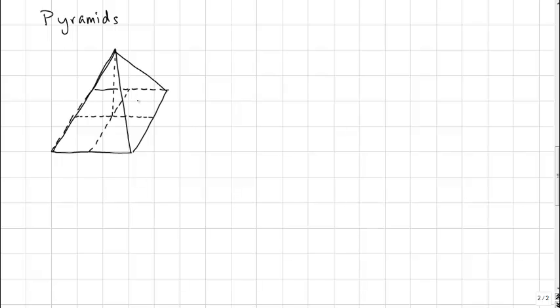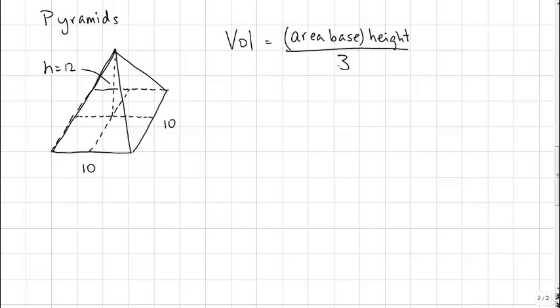Now, the pyramid has a height. Let's say that in this case the height is 12. And if the base is a square, this is a square pyramid. So when we go to calculate the volume of a pyramid, the volume is the area of the base times the height divided by 3. So the area of the base times the height is the volume of a prism.